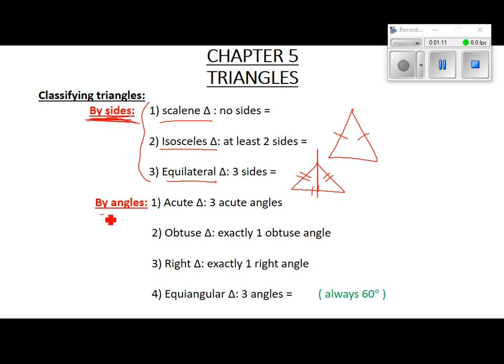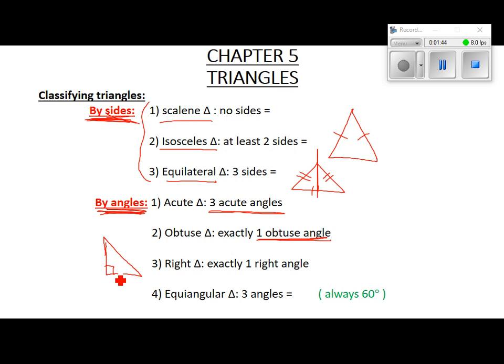If we're naming the triangle according to its angles, or based on what angles it has, then for an acute triangle, all three angles have to be acute angles. An obtuse triangle has one obtuse angle, not three obtuse angles. The triangle can't have three obtuse angles. It can only have one obtuse angle. A right triangle, remember, has to have one right angle, exactly one right angle.